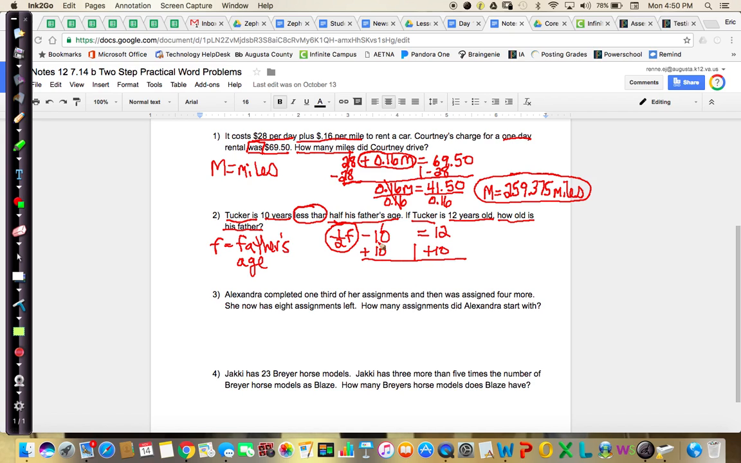Of course, the 10s will equal 0, so bring down your variable. And 12 plus 10 is 22. Now to get rid of a fraction, we use the multiplicative inverse, and the multiplicative inverse of 1/2 is 2 over 1, but we know that 2 divided by 1 is 2, so we can multiply both sides by 2. 2 times 1/2 is a 1 in disguise, so of course f equals 22 times 2, which is 44 years old.